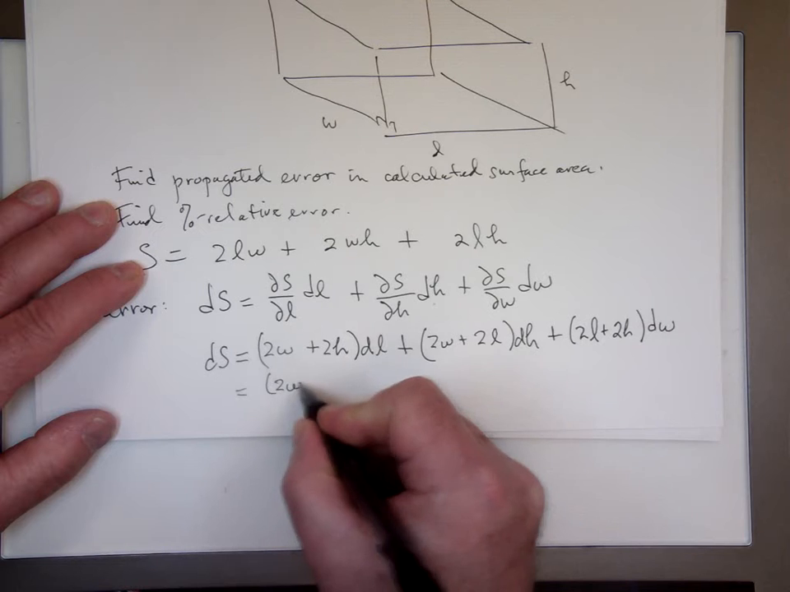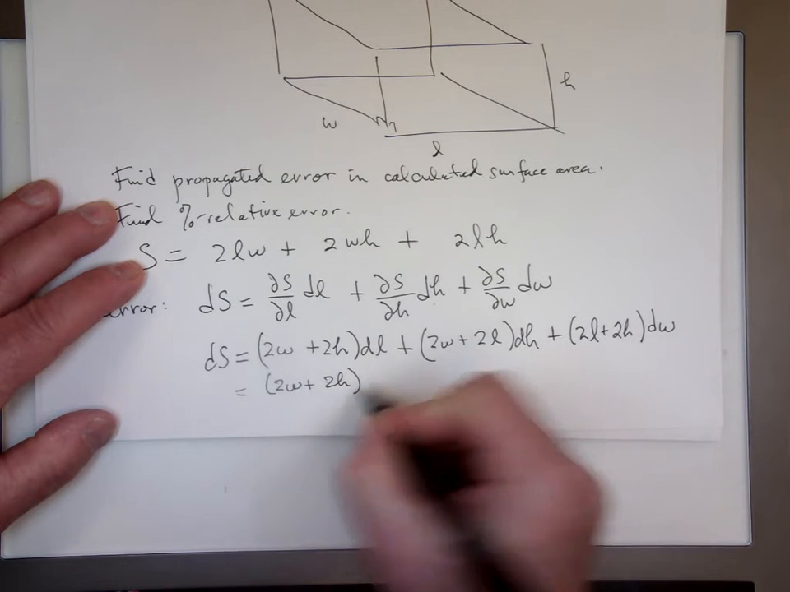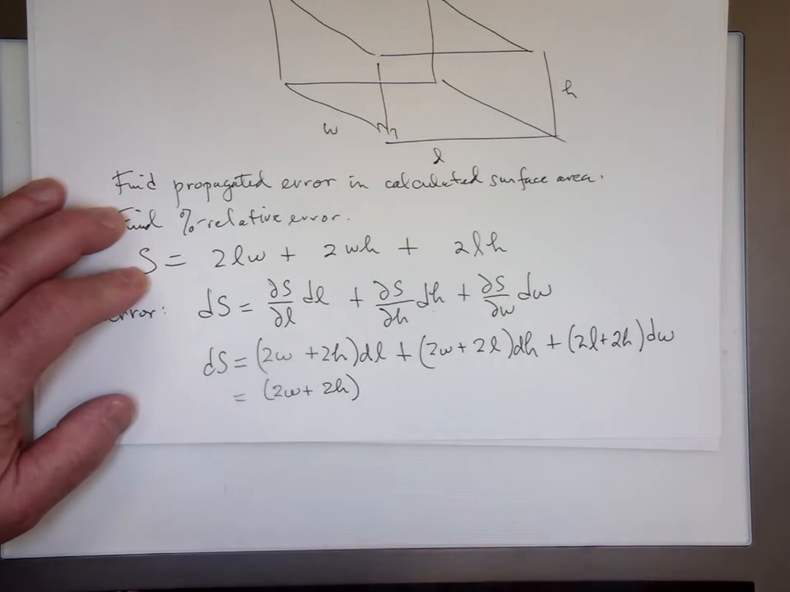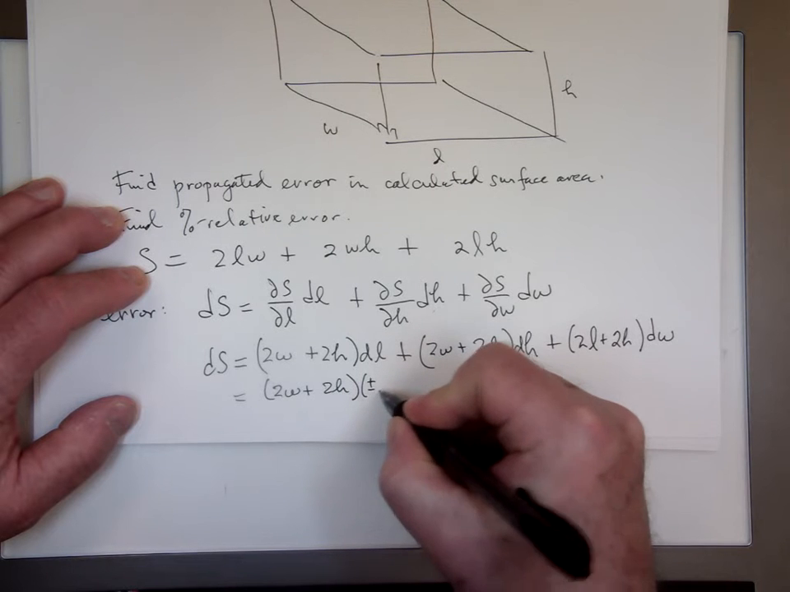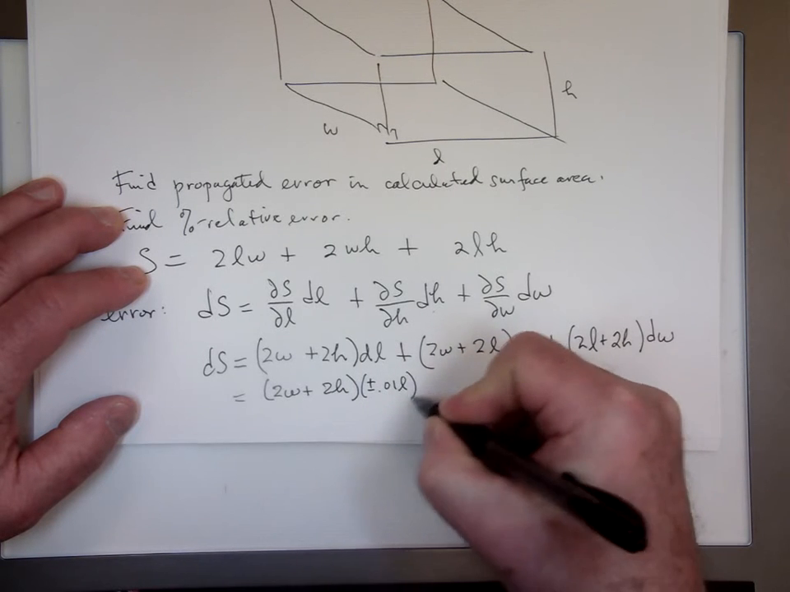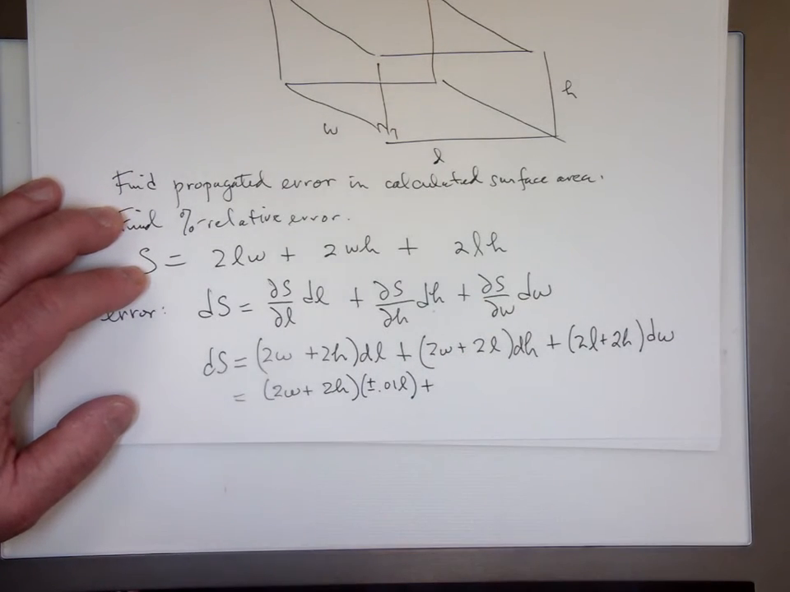2W plus 2H dL with a 1% error. What we have here is plus or minus 0.01 L. Okay? You guys still okay? Just hang in there. Hang in there.